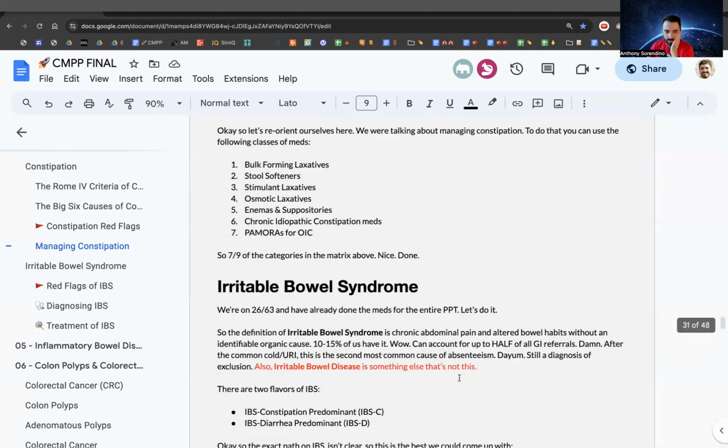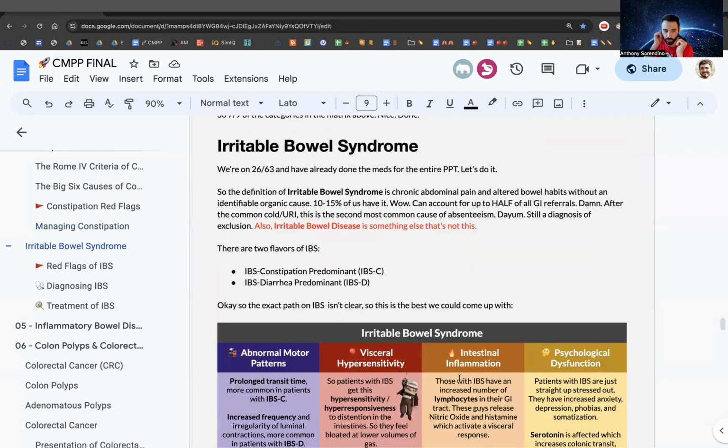Cool. All right, let's move on. So irritable bowel syndrome, the definition of this: chronic abdominal pain, altered bowel habits. We'll talk about irritable bowel disease later. So irritable bowel syndrome can account for up to half of all GI referrals after the common cold URI. This is the second most common cause of absenteeism. That's crazy. I should bold that.